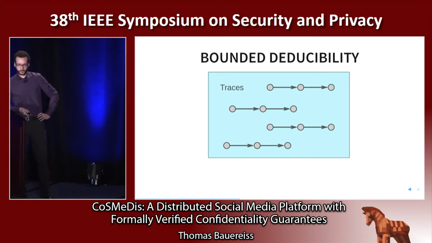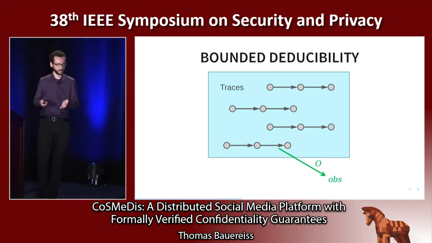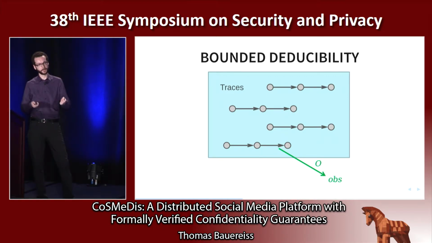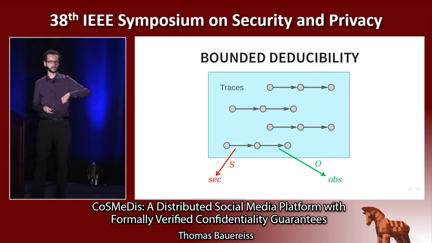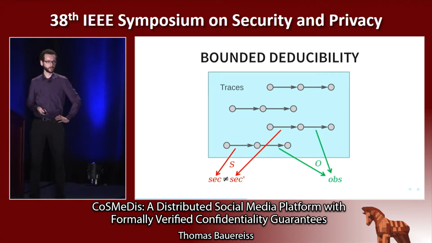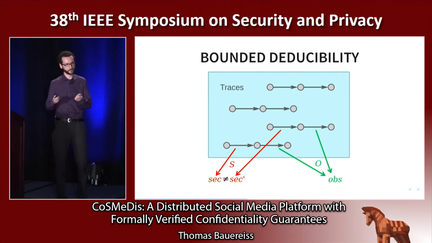We model the power of the attacker using an observation function O that maps a trace to the observation of the attacker. So this contains the information that the attacker can directly gain by observing or interacting with the system. And then we model what the confidential information is using a secret function S. So this extracts the confidential information out of a trace. And now the security requirement is that it must be possible to change this secret without changing the observation. So there must be a different possible trace of the system with a different secret, but the same observation.